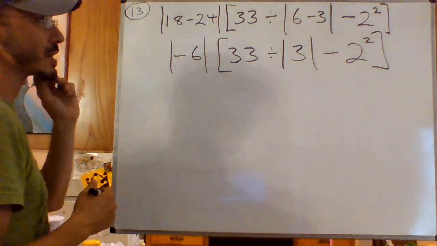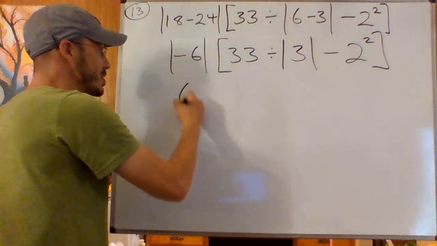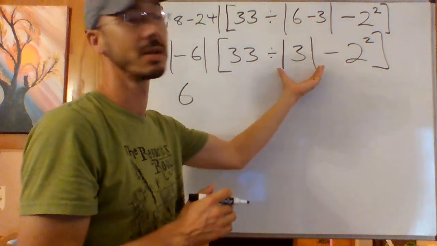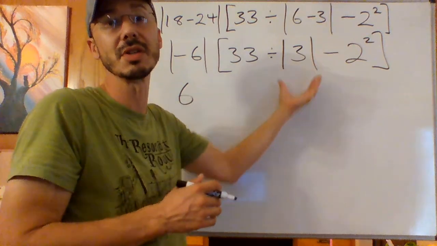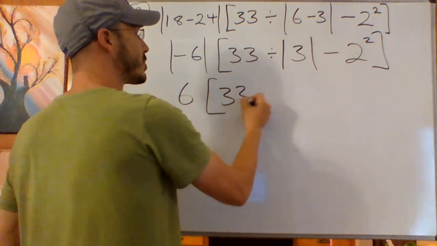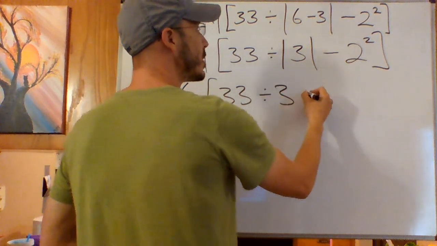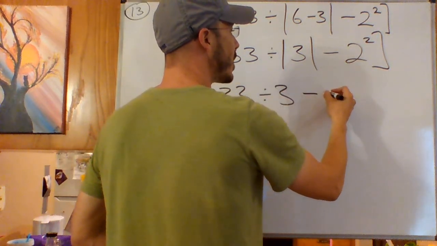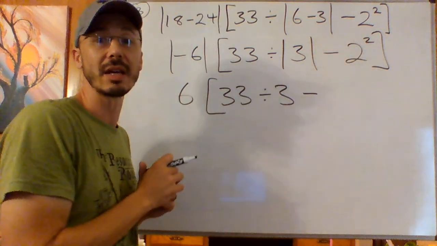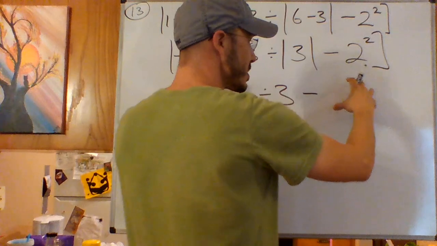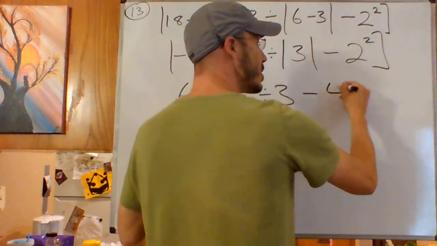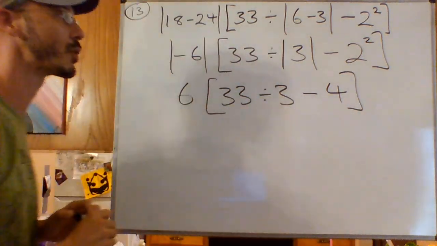There's a few things that I can simplify here. Here I can just change it to a 6, because it's absolute value of negative 6. This is also, similarly, absolute value of 3 is 3. So 6, bracket 33 divided by 3 minus, this is actually the next thing that we need to do, is take that exponent. So you could just write it down as 2 squared and do another step to change this to a 4. 2 squared is 4.